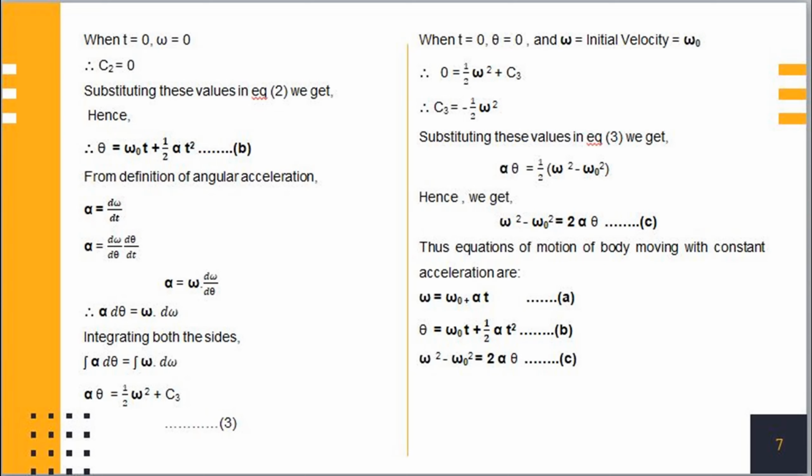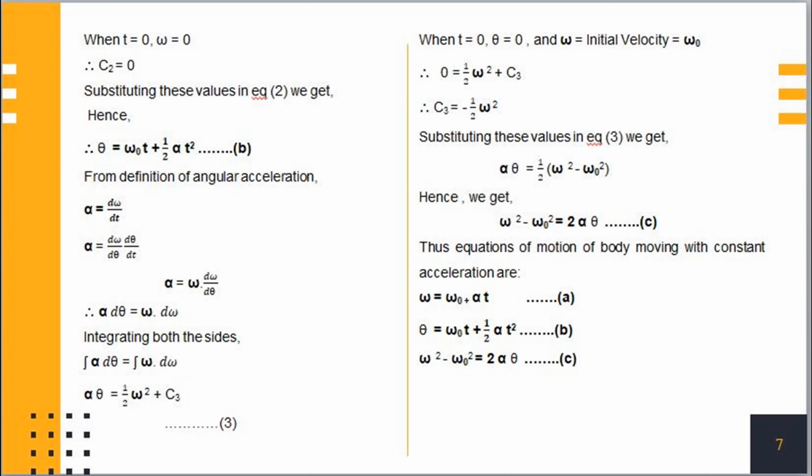When t is equal to 0, θ is equal to 0, and ω, that is the initial angular velocity, is equal to ω0. Substituting these values in equation 3, we get c3 is equal to minus 1/2 ω0 squared. Substituting back, we get αθ is equal to 1/2 (ω squared minus ω0 squared). Hence we get ω squared minus ω0 squared is equal to 2αθ. This is the third equation of angular motion.